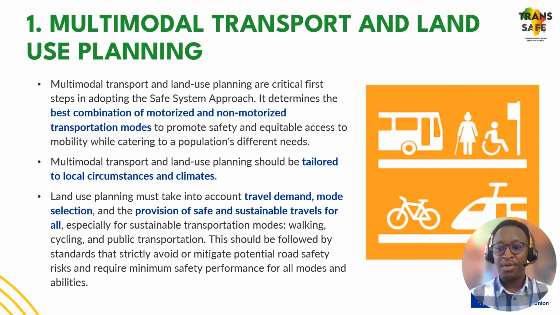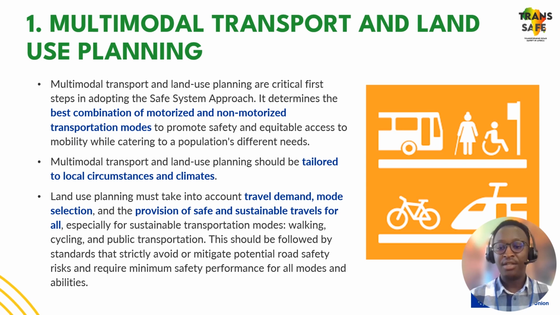About 60% of the global population is expected to live in urban settings by 2030. This means demand for mobility will exceed the capacity of most current systems in these areas. This pillar is an important first step to implementing the safe systems approach. It determines the optimal mix of motorized and unmotorized transportation modes to promote safety and equitable access to mobility while catering to a population's different needs. It should always be tailored based on the local context and climate.